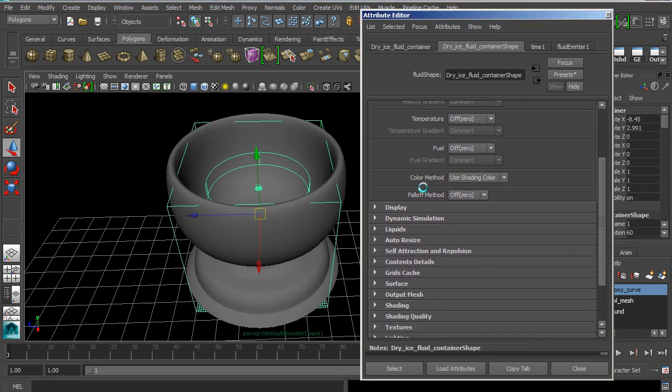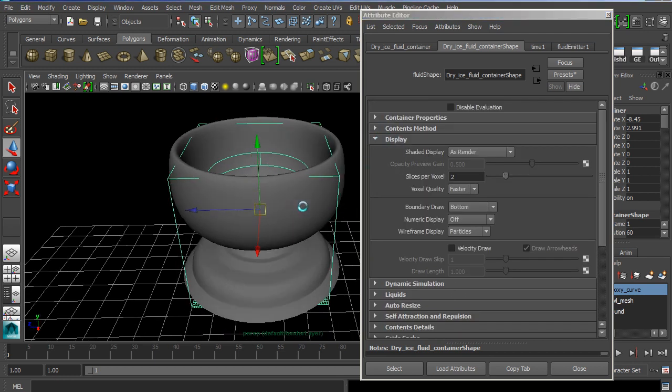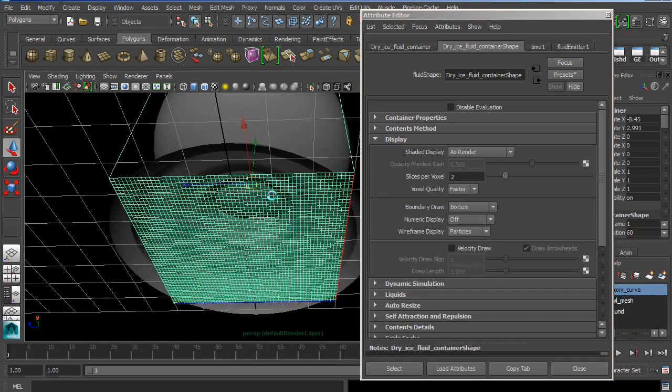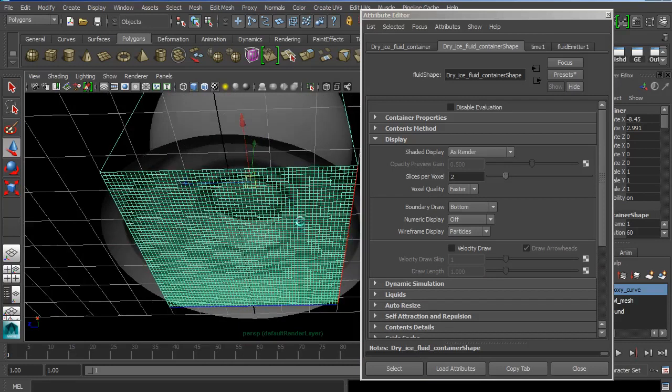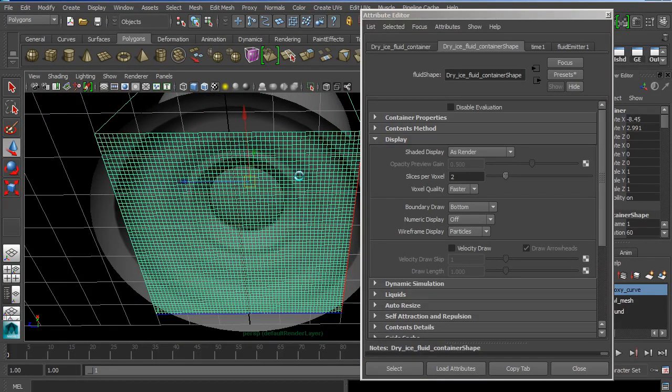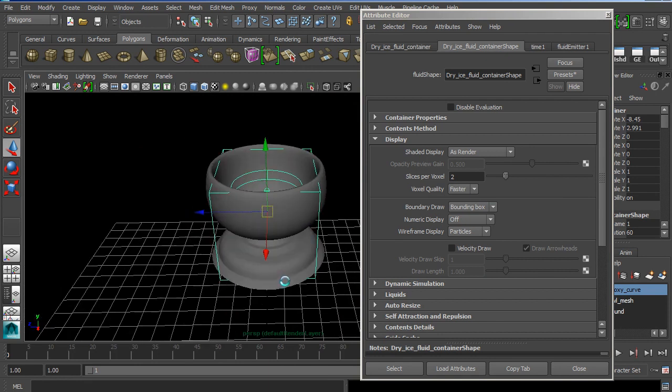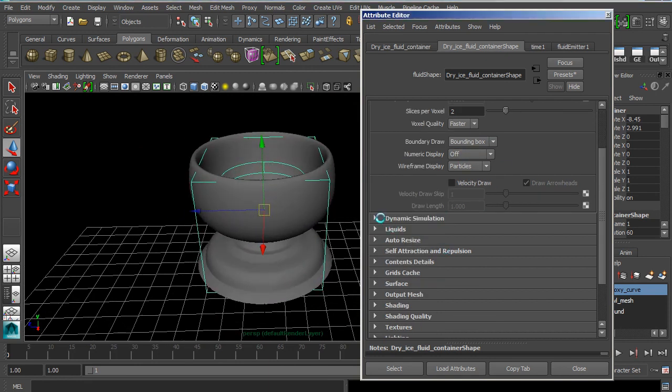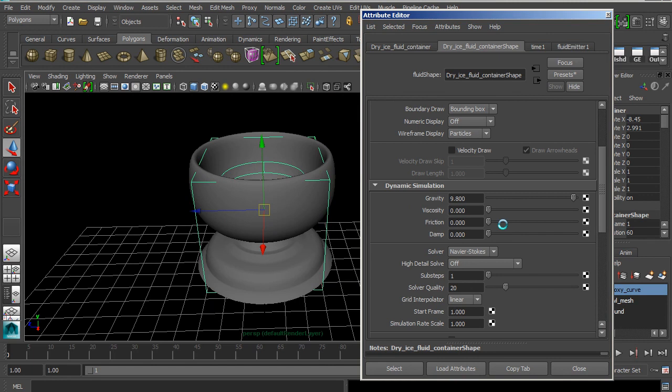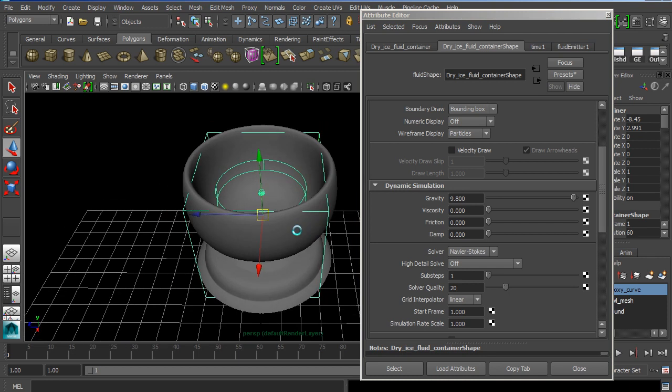All right, coming back to the display, just to avoid the visuals of the voxels or the container, I can go to the boundary draw and switch to the bounding box. That's again good. And now for the dynamic simulation. Now guys, pay attention over here. This is really going to be important for the reactions. So let me start with this step by step, with an explanation for every attribute of why we are using it, which is really very important.